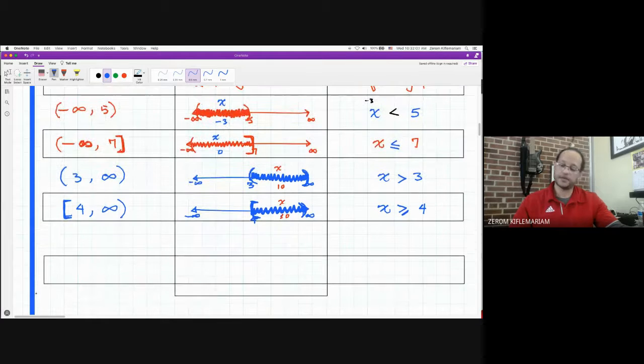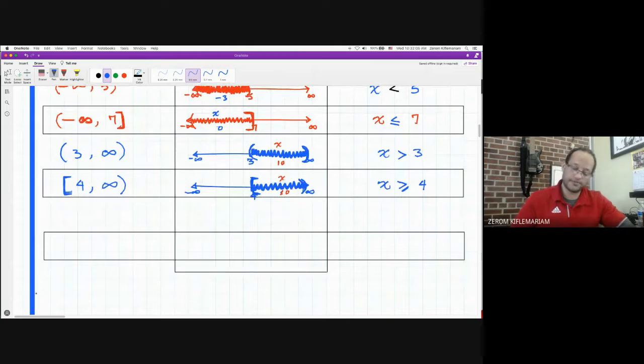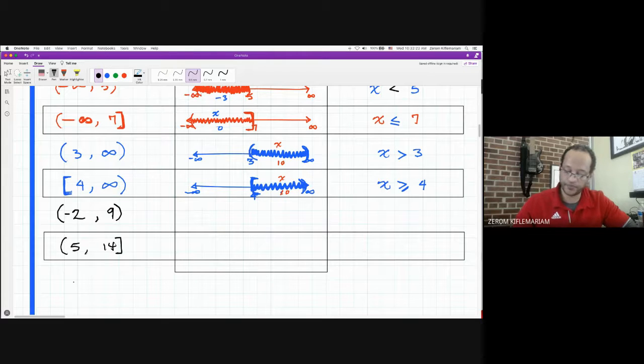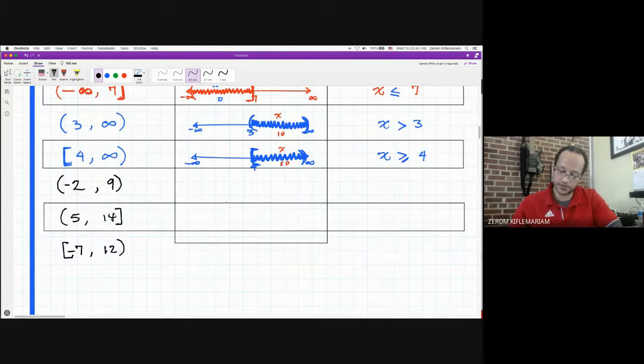And sometimes we have not infinity, but we have numbers. So let's say -2 and 9. It doesn't matter. Parentheses to parentheses. 5 to 14, parentheses to bracket. Bracket, -7 to 12, parentheses.